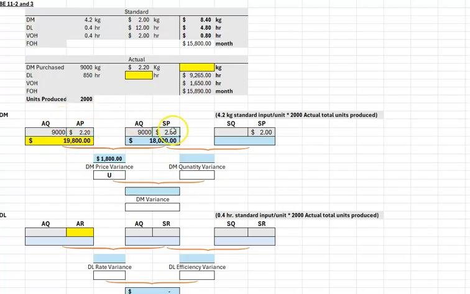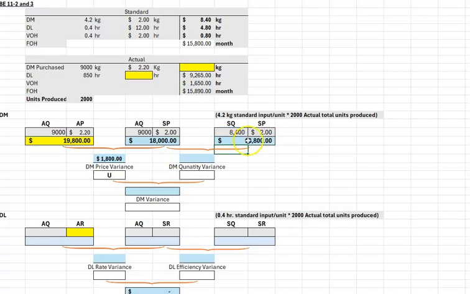Okay, so that's my price variance. I'm comparing my actual price to my standard price. Now, how about quantity? We anticipated that we were going to use 4.2 kilograms per unit, and turns out we actually used 9,000 kilograms to produce all of the units. So for my standard quantity, I'm going to take my standard input per unit, the 4.2 kilograms, multiplied by my actual total output. And so that gives me my standard quantity.